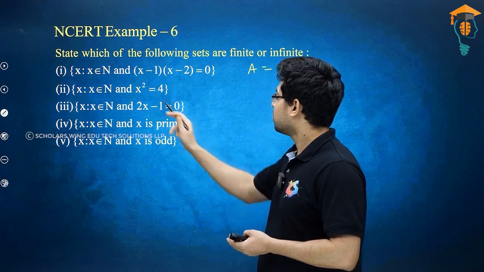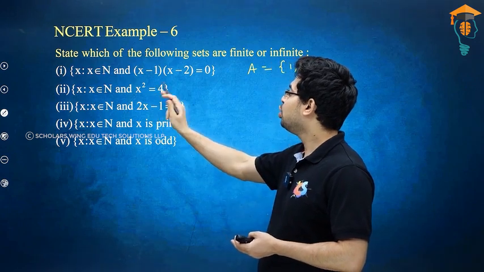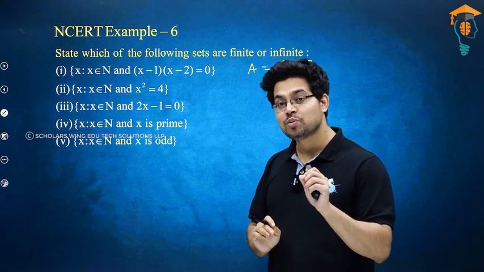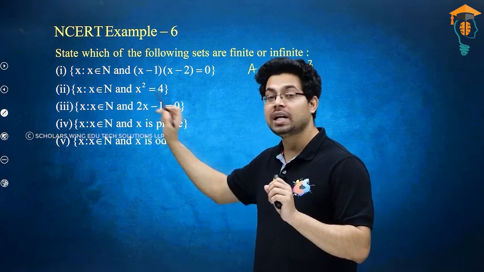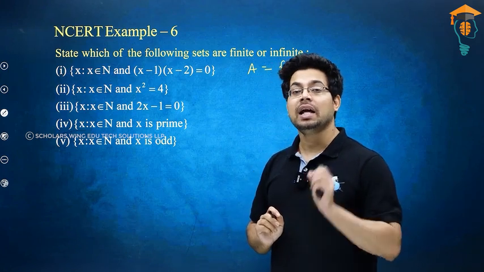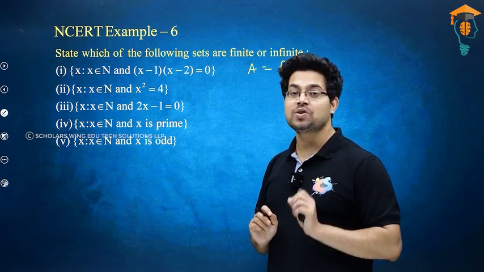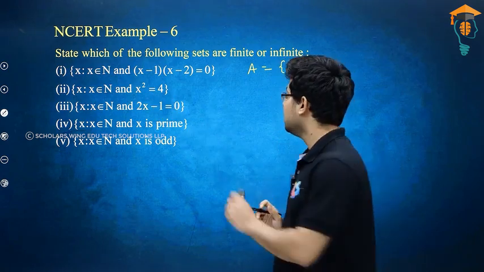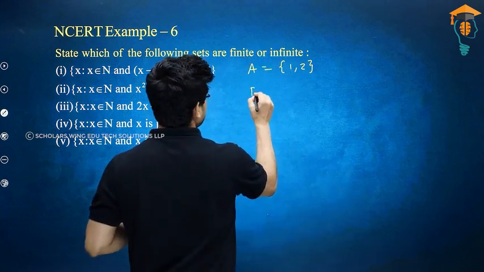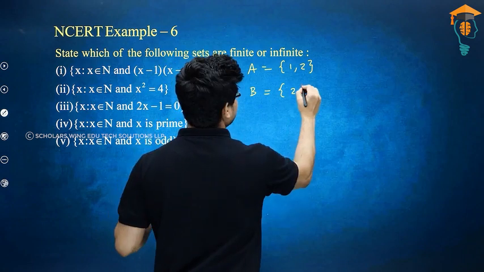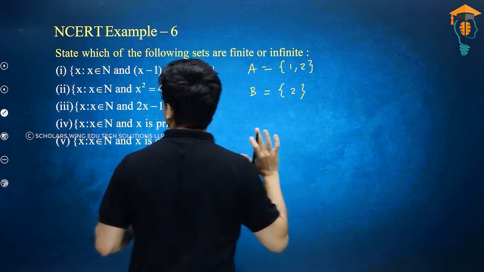x square equals 4. Again, we have two values of x, plus 2 and minus 2. But here they are saying x has to be a natural number. Minus 2 is not a natural number. That means x equals 2 is the only natural number which is satisfying this equation x square equals 4. So let's call this set B. Set B will contain only one element, that is 2. Again, it is a finite set.